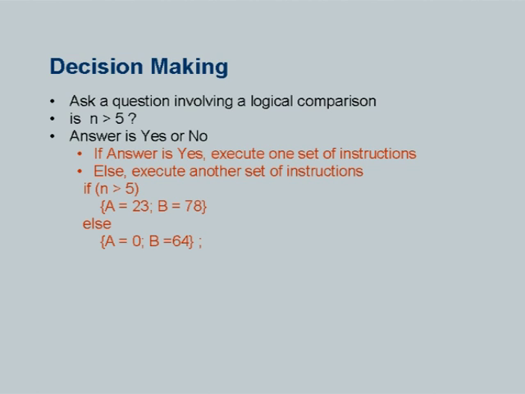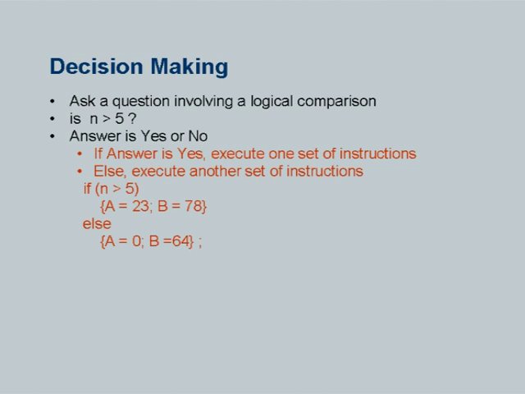Depends on what is the value of N there in that location. So if the answer is yes, I want to execute one set of instructions. Otherwise, I wish to execute another set of instructions. This is very clear. The way C++ Dumbo is to be instructed to do either one or the other is to write these kind of instructions.